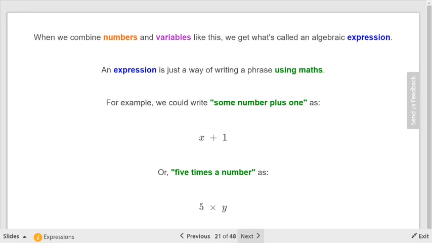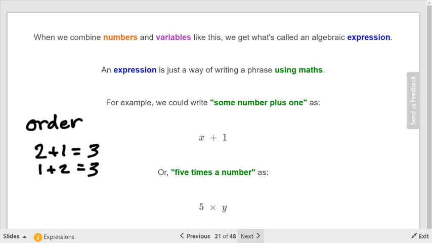Now you need to be careful, though, because of the order. Does order matter when you add? 2 plus 1 is 3. 1 plus 2 is still 3. What other operation can you do where the order doesn't matter? Yeah, multiplication. 2 times 3 is 6. 3 times 2 is 6.